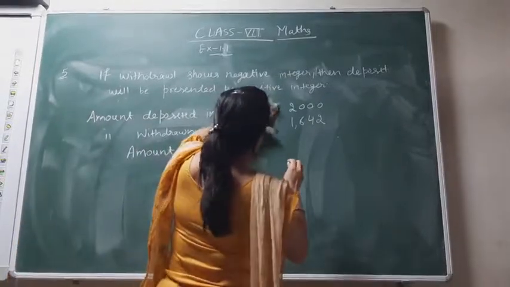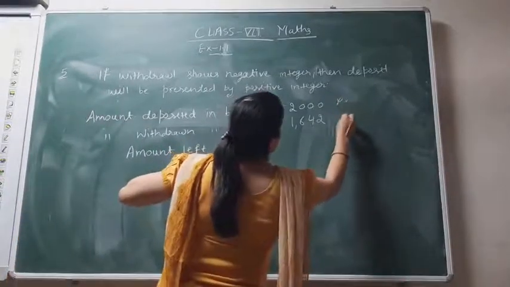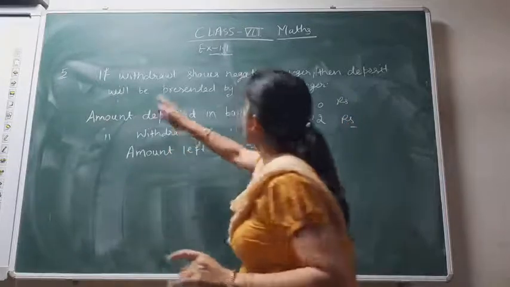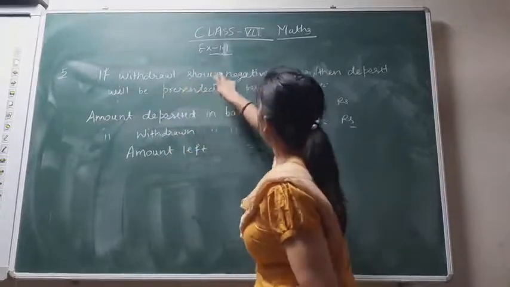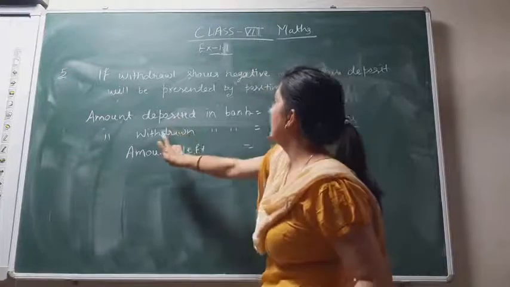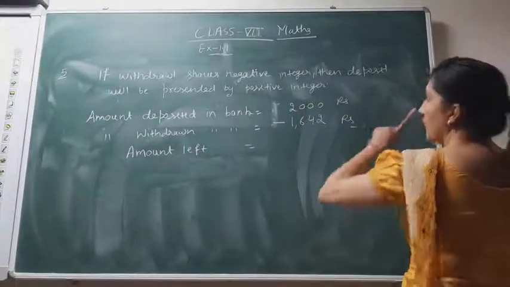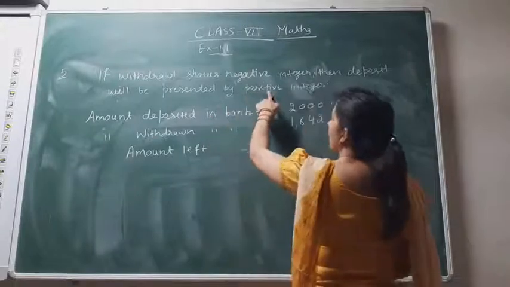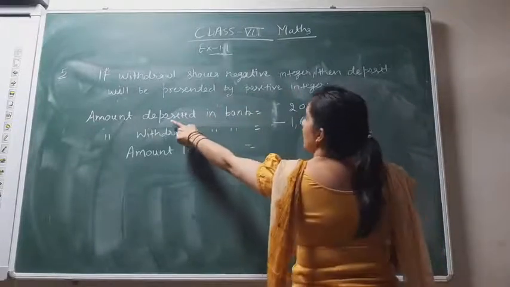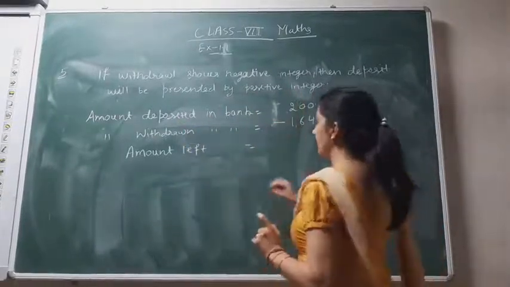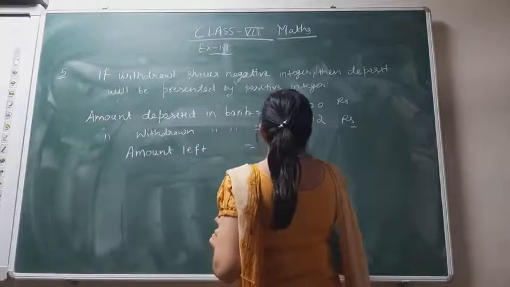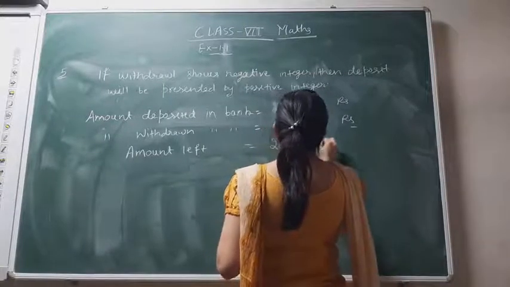We can take the rupees sign here because we have to put plus and negative sign. But I said withdrawal shows a negative integer and withdrawal is here. So we put a negative sign here and deposit will be represented by a positive integer. Deposit, it is positive. Amount left is 20,000 plus.